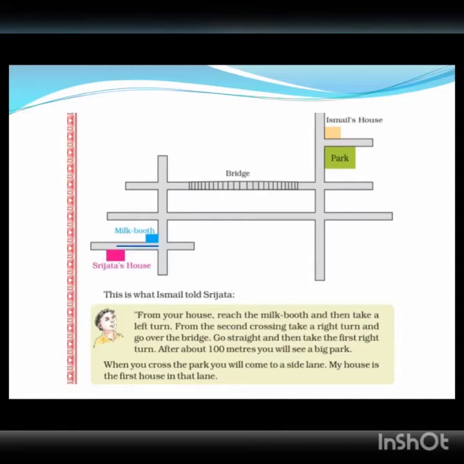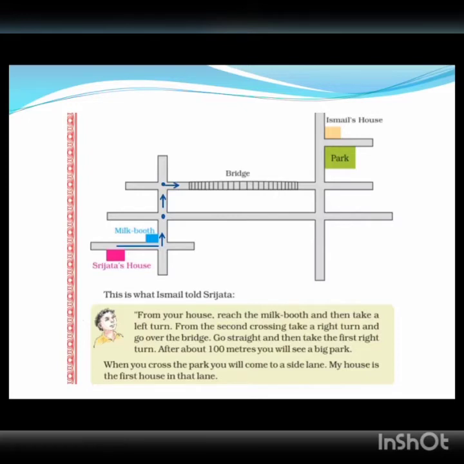Students, just imagine the position of Srijata. And this is left turn. From the second crossing, take a right turn. Students, kindly remember crossing means where two or more roads meet. Here is the first crossing and here is the second crossing. And we have to take right. Here is the right turn.